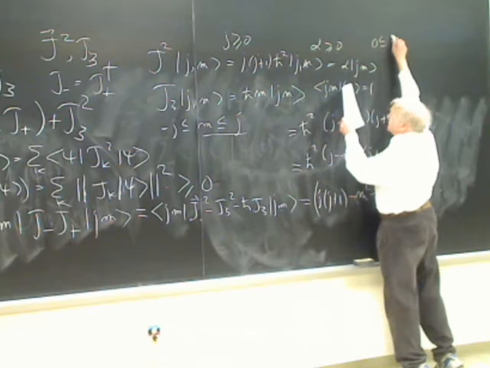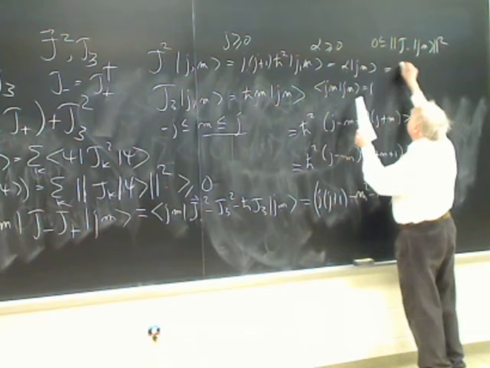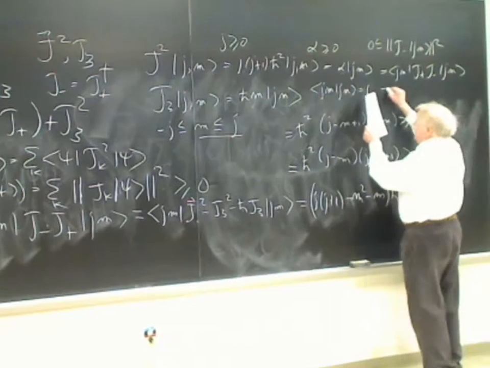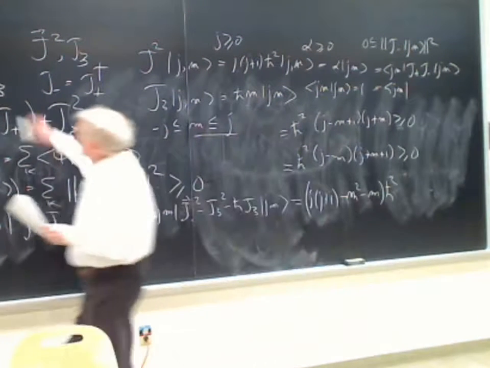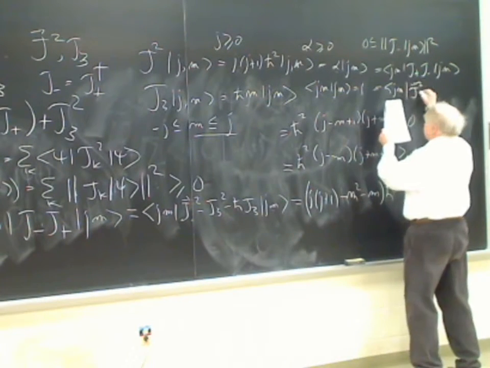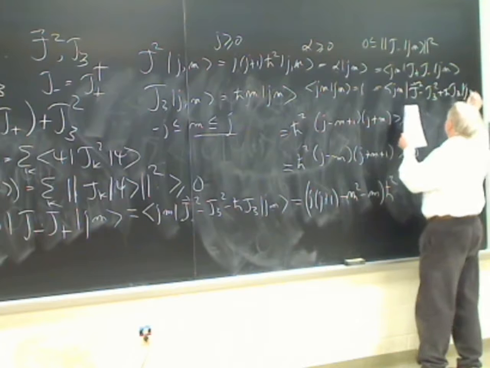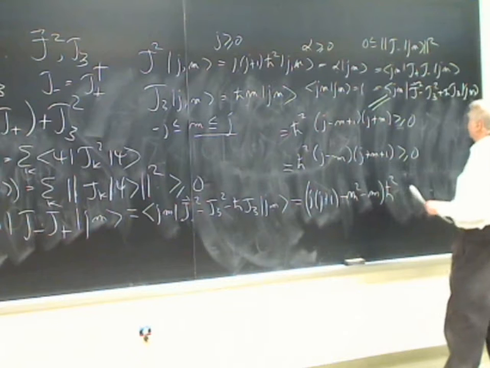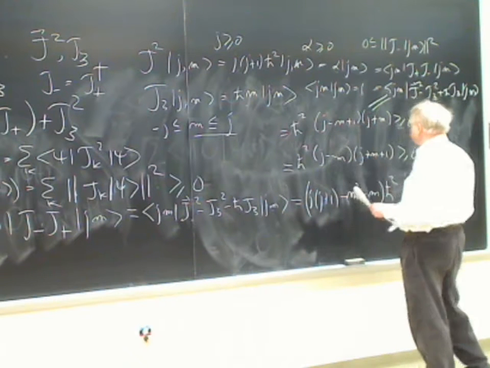we know that 0 is less than or equal to the norm squared of j minus on jm. And this is jm, j plus j minus jm. And this then is, by using the j plus j minus ones from up here, the mean value of j squared minus j3 squared plus h bar j3 in jm. And now this one is equal to this. It's j squared minus m squared plus m times h bar squared. That can be factored to this.